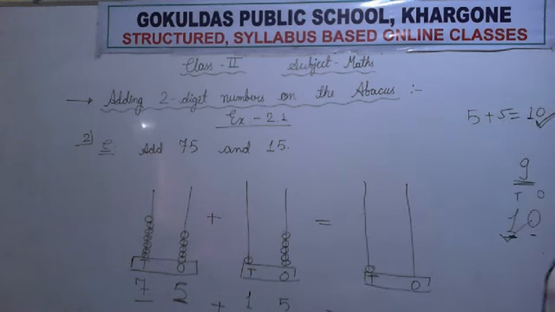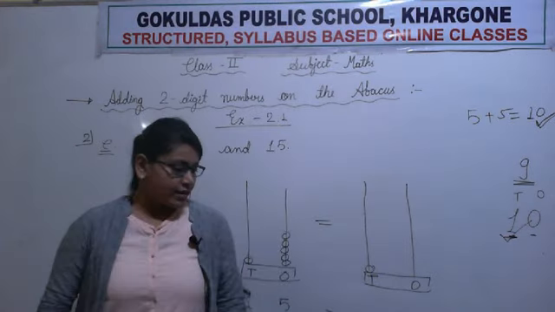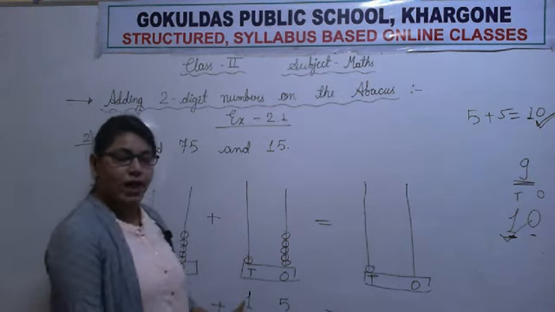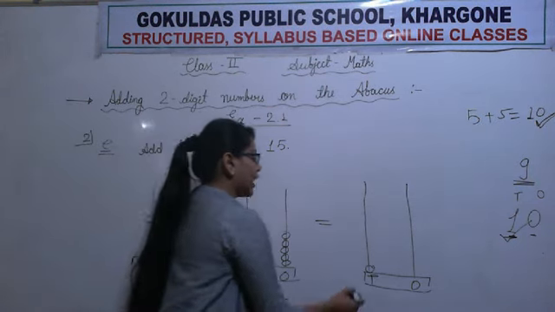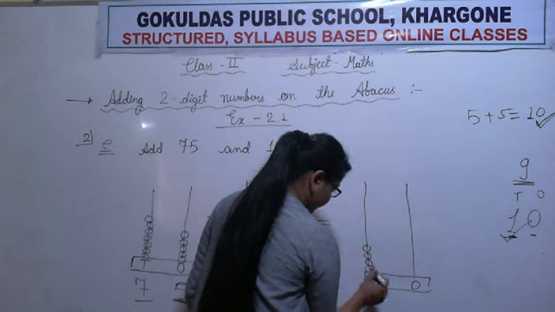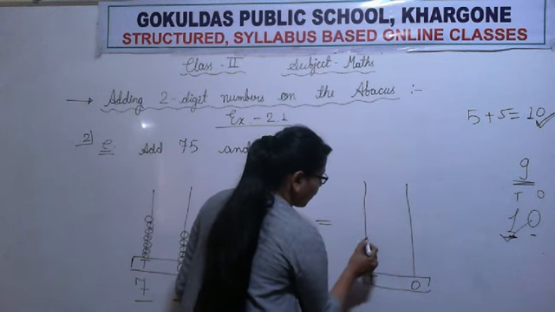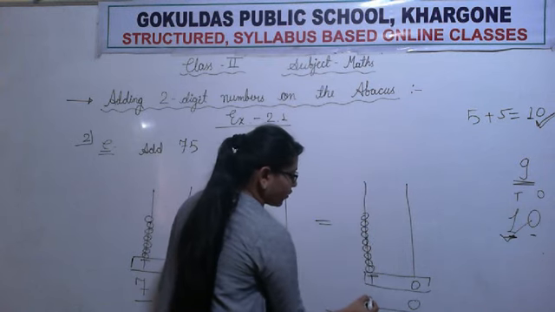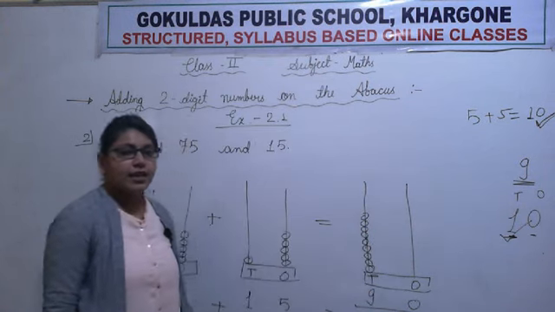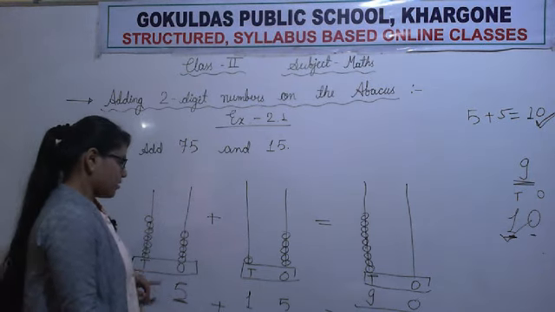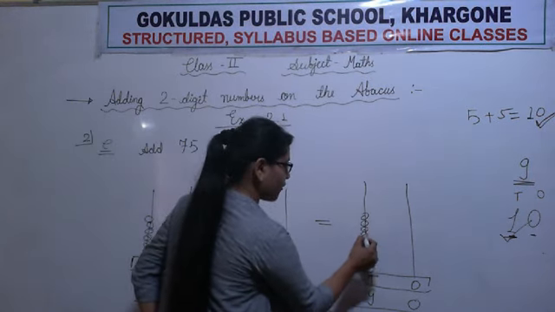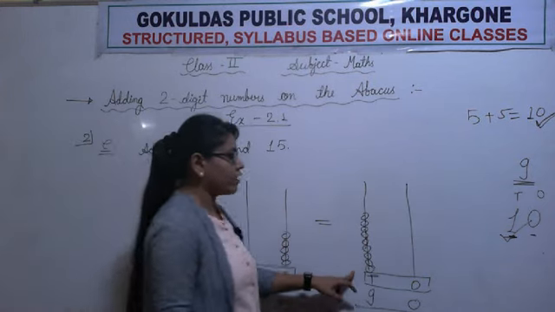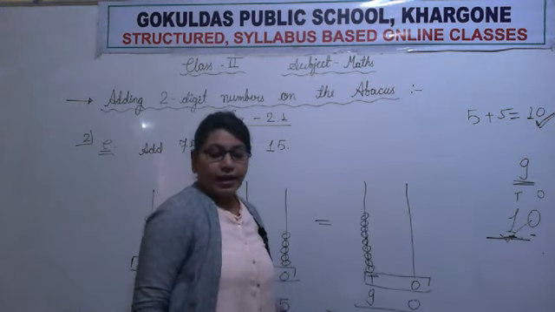Now it's turn for the 10 spikes. 7 beads plus 1 bead. How many beads? Very good, 8 beads. So we will write 1, 2, 3, 4, 5, 6, 7 and 8. So how many total beads? 8 plus 1 is 9. 1, 2, 3, 4, 5, 6, 7, 8 and 9. 8 beads of 7 plus 1, and 1 bead of this, our answer 10.